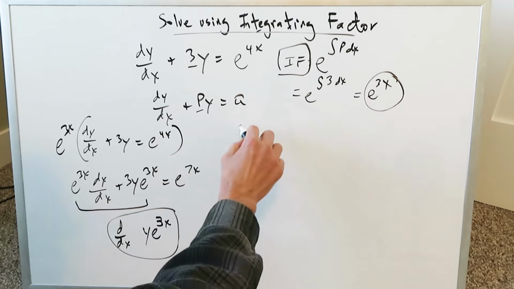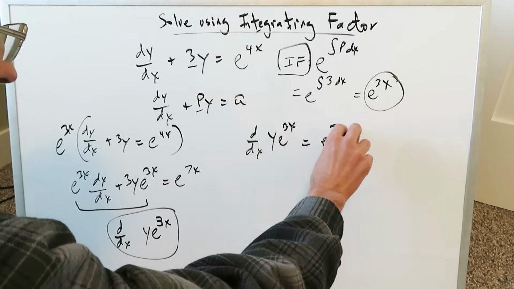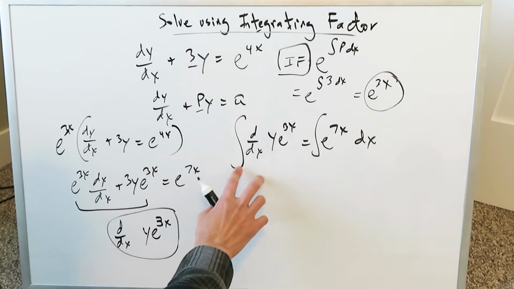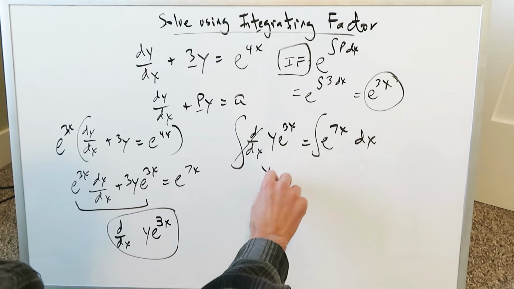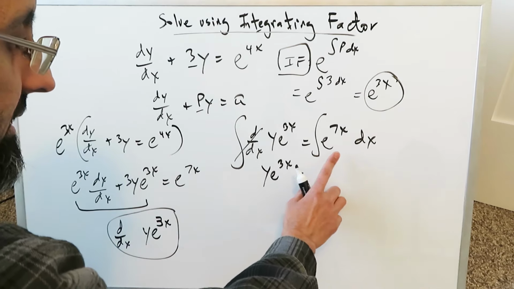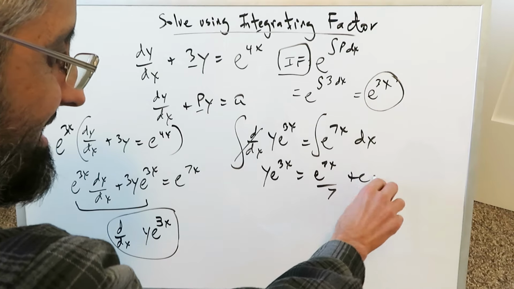Now you can rewrite everything with this new substitution. This substitutes for this. You're really looking at d over dx of y e to the 3x is equal to e to the 7x. Now you integrate it with respect to x. When you do the integral and the derivative, they cancel out. You're really looking at y e to the 3x is equal to just the integral of this, which you know is e to the 7x over 7 plus c.